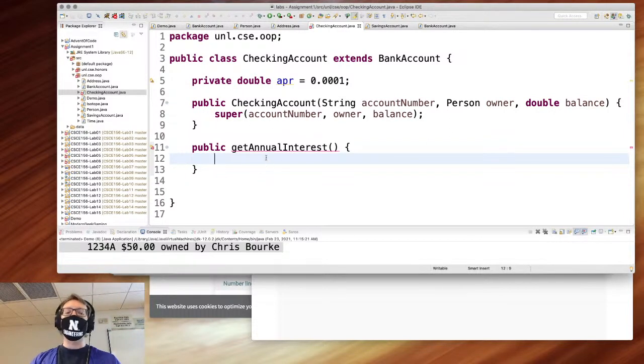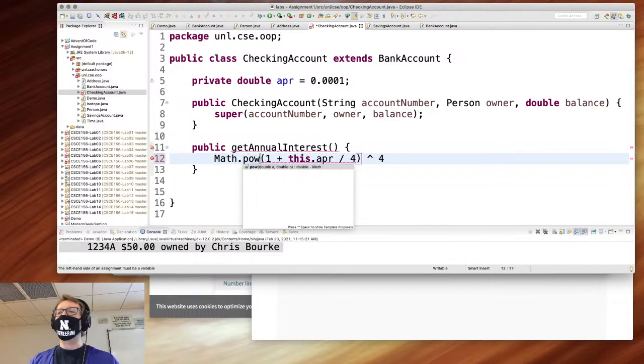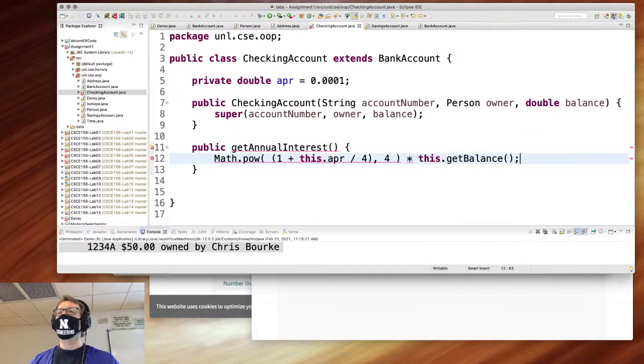The formula for doing that is going to be 1 plus the APR divided by 4, because quarterly would be every 3 months. So how many times is it done each year? That's where this comes in. And then we raise that to the power of 4 for quarterly interest. If you don't know finance, that's perfectly fine. This is the APY formula, annual percentage yield. How much do you actually get out of this? And then, of course, we can't use this caret here. We have to use Math.pow, and we will raise that value to the power 4. And that's going to be quarterly. And then, of course, we multiply it by this.balance. This.getBalance.